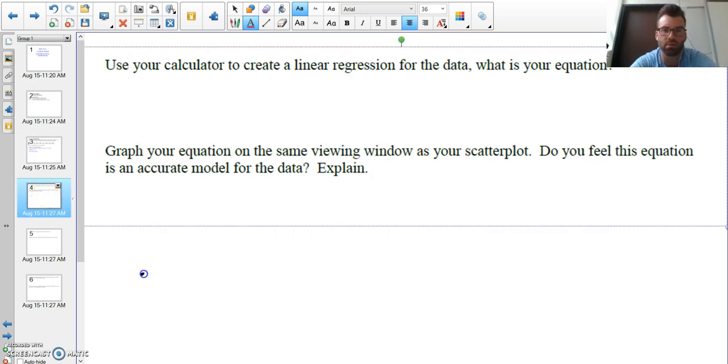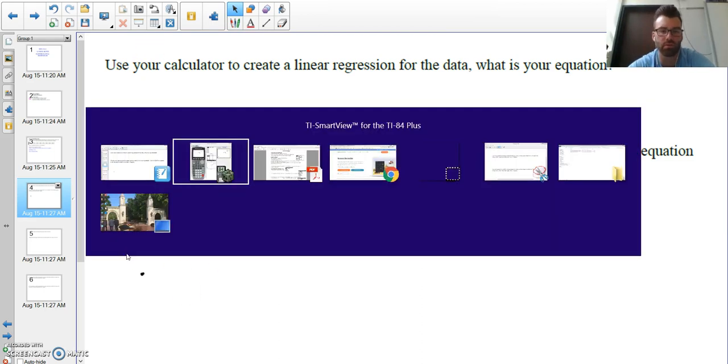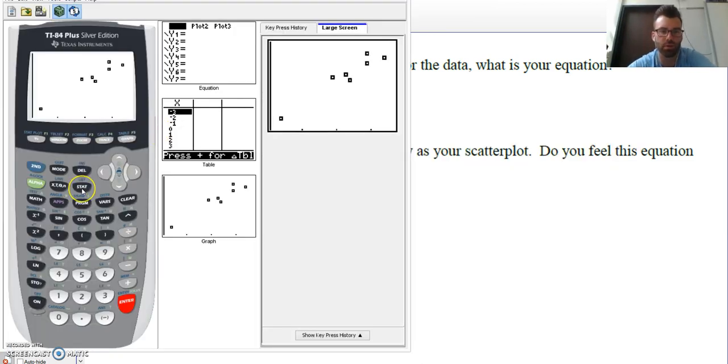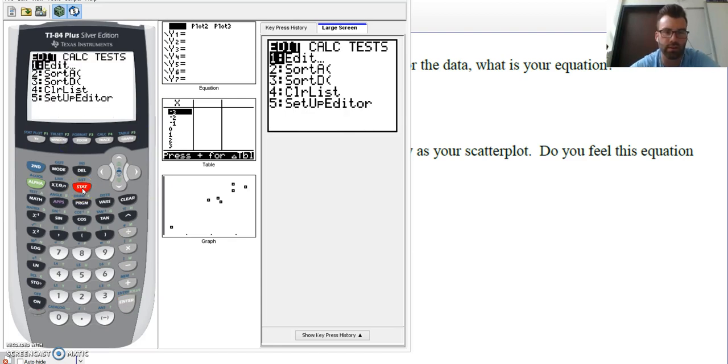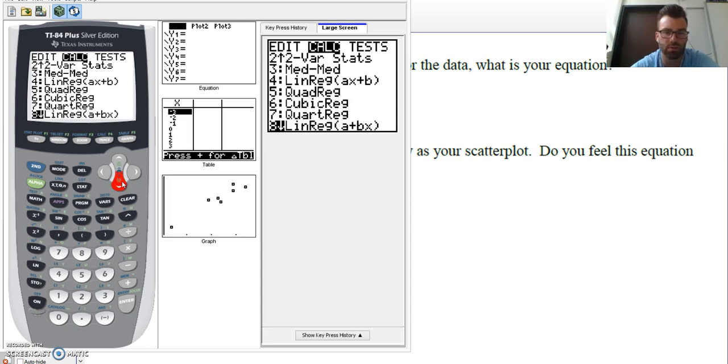Now we want to use our calculator to create a linear regression for the data and find the equation. To do that, I'm going to go to stat, calculate, and go down to number 4. I'm going to use number 4. You can use, I believe, number 8 as well, but just to stay consistent and make your life easier, going with number 4 would be best.